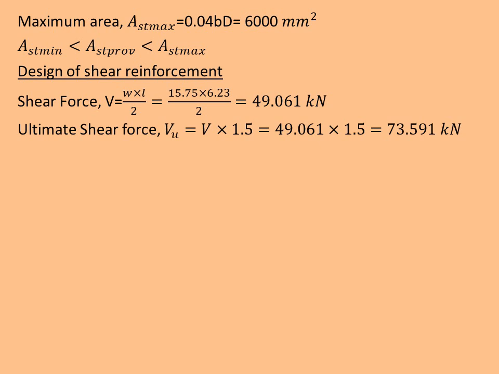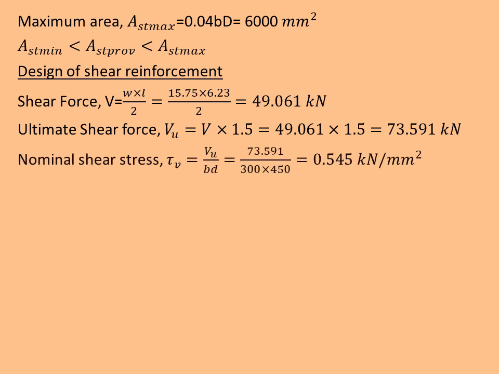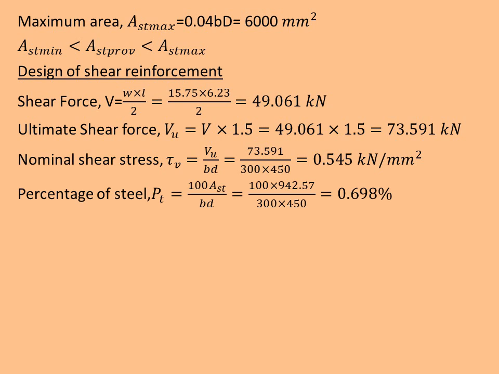Then we find the ultimate shear force that we require, VU, which is equal to V into 1.5, 49.061 into 1.5, which is equal to 73.591 kilonewton. Next we find nominal shear stress. Tau V is equal to VU by BD and we get 0.545 kilonewton per millimeter square. Next we find percentage of steel. PT is equal to 100 AST by BD, which is equal to 0.698%.